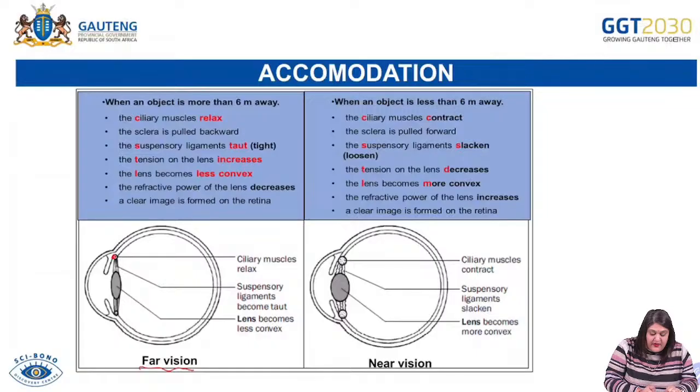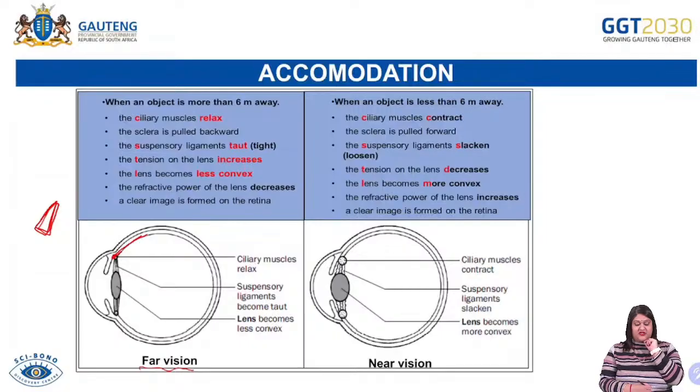So when it relaxes, this whole sclera is going to move back. Because remember, the ciliary muscle is a muscle. When muscles contract, they become smaller, and when they relax, they become longer. Especially the ciliary muscle here, because it's a sort of triangular structure. You saw it there in the internal structure. So now the sclera is going to move backward and the suspensory ligaments are going to become taut. You can see there they become taut or tight.